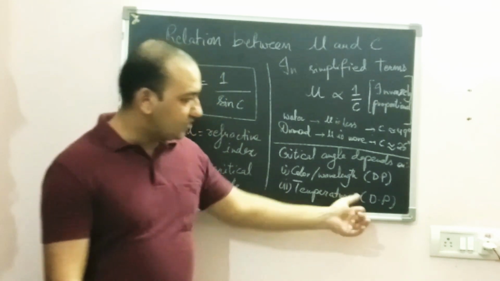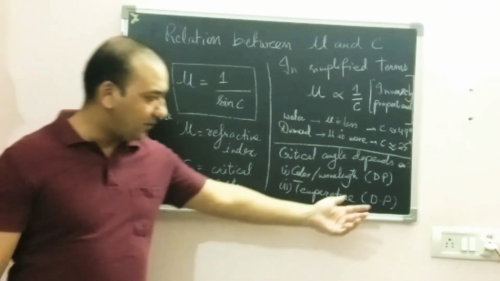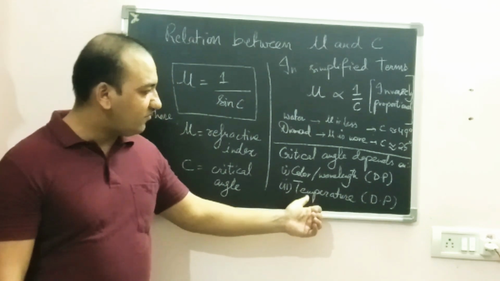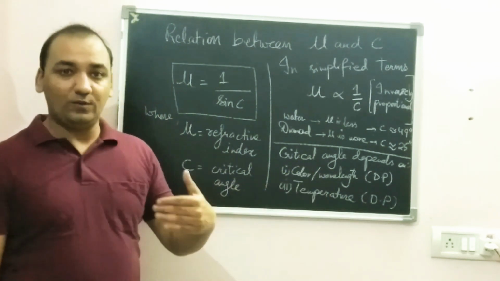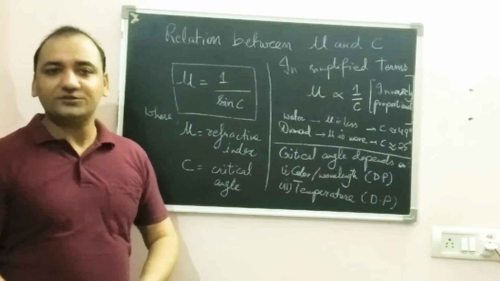Similarly, temperature, it is directly proportional to temperature as well. dp means directly proportional here as well. Means at a greater temperature, the critical angle will be higher, whereas for a lesser temperature, the critical angle will be less.